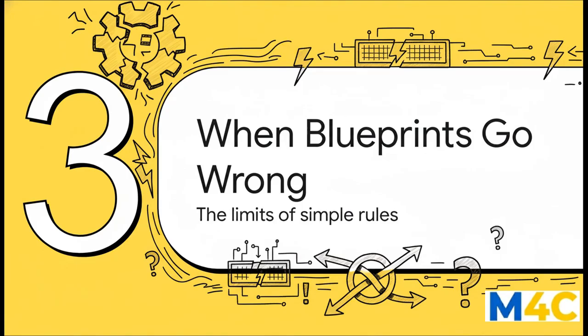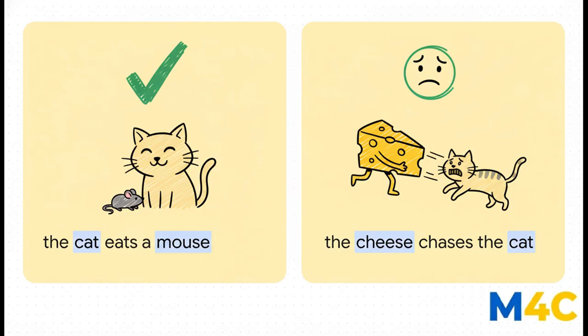It seems like it works perfectly. But what happens when we start to push this simple little blueprint to its limits? This, my friends, is where things get really interesting. Get this. Our grammar also allows for this sentence: the cheese chases the cat. Now, if you look at the rulebook we created, this is a 100% valid sentence. All the parts are in the right place. But in the real world, that makes absolutely no sense, right?